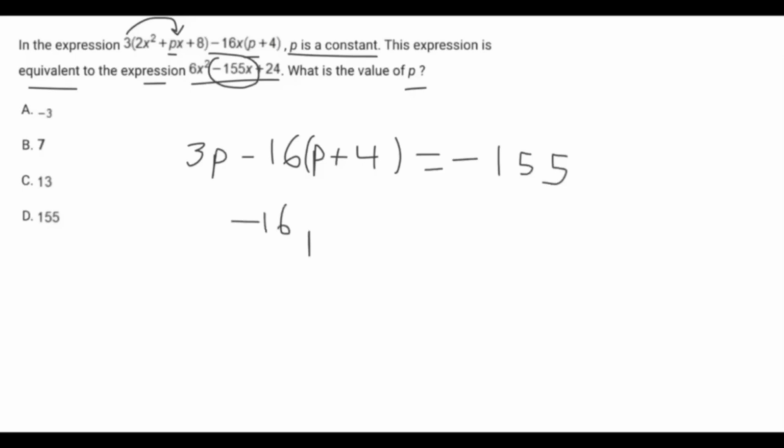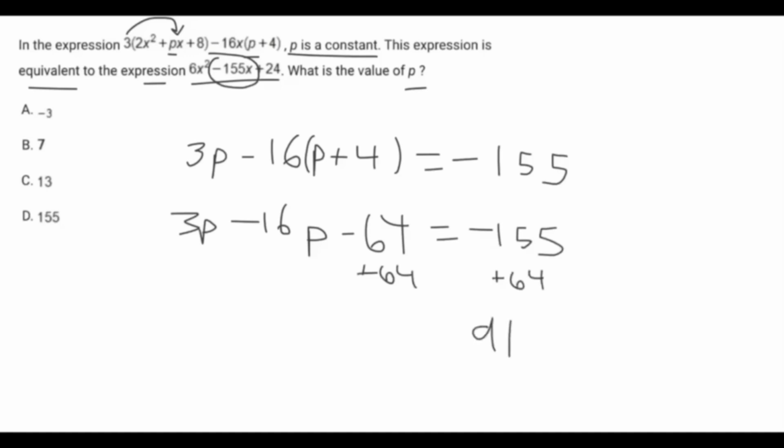Okay, negative 16 times positive 4 is just negative 64. And then we have 3p on this side, and this is equivalent to negative 155. Let's just do some simple algebra, right? We add 64 on both sides, and that will give us 91 on this side.